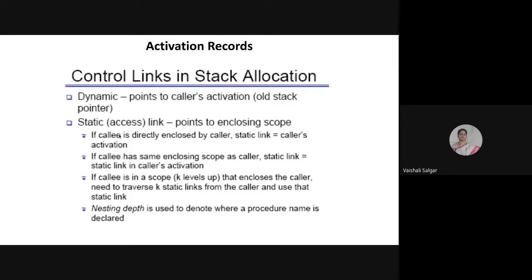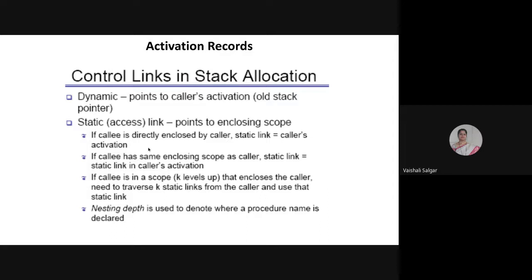Now, there is a change in the static access link. The static link will point to the enclosing scope. If you remember, we talked about the local variable. Each variable defined within a procedure will be accessible within that particular procedure. That is a local scope. So my static link points to the enclosing scope.